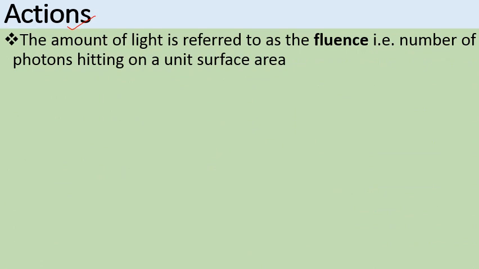So the amount of light is referred to as fluence, that is the number of photons hitting on a unit surface area. So किसी भी प्लांट के ऊपर जो अमाउंट लाइट की पड़ती है उसको फ्लुएंस कहा जाता है, and fluence is the number of photons hitting on a particular unit surface area of the plant body.